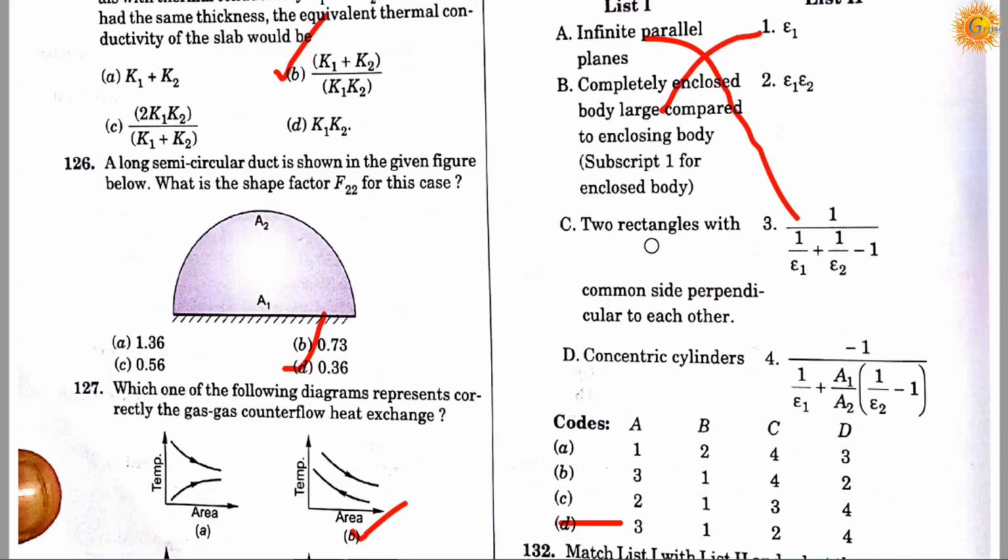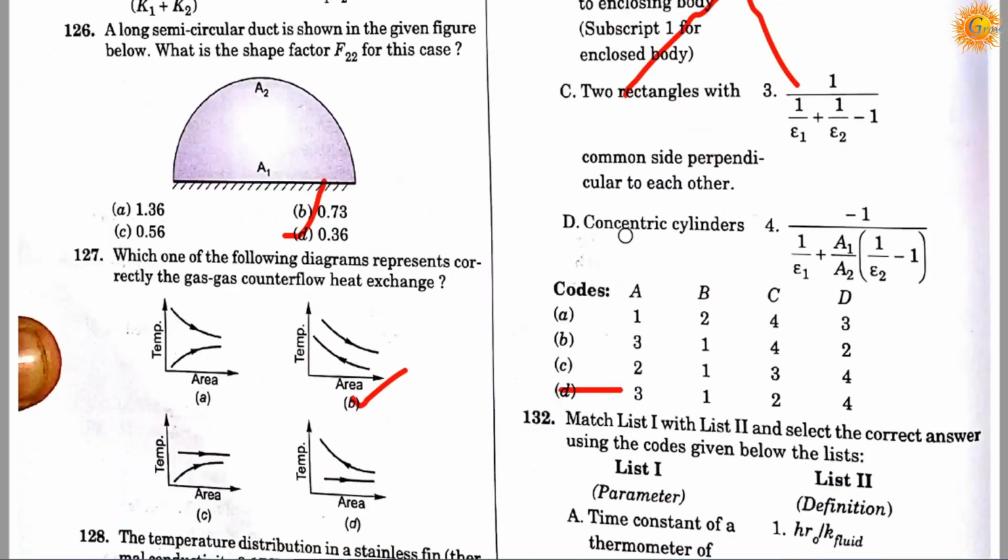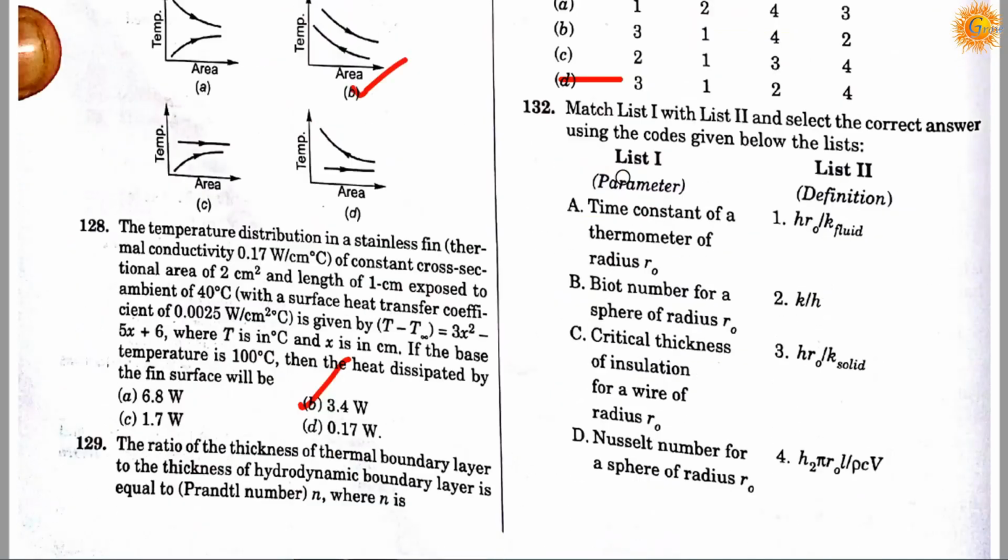And for the C, two rectangles with a common side perpendicular to each other, it will be connected to this one, it means epsilon 1 into epsilon 2. And the fourth is a concentric cylinder, so this relationship will be connected with this one, it means minus 1 divided by 1 upon epsilon 1 plus A1 divided by A2 in the small bracket 1 upon epsilon 2 minus 1. Question number 132. Also we have to match list first and list second.